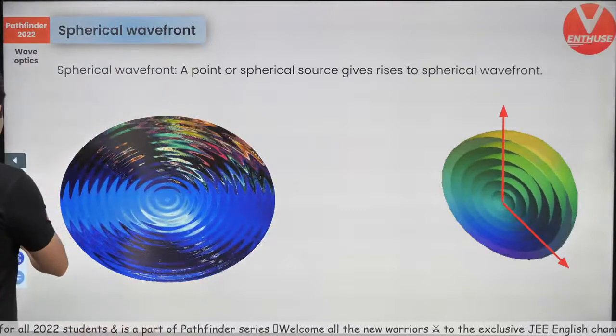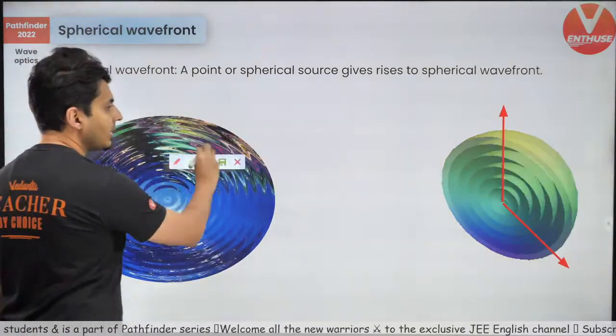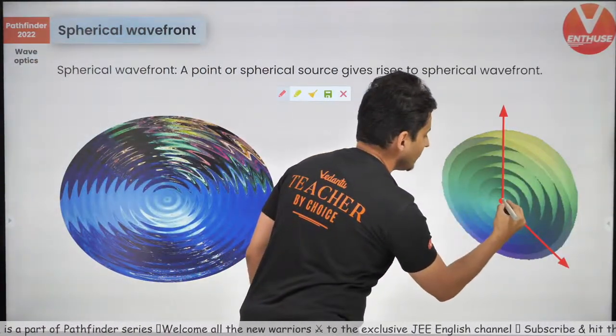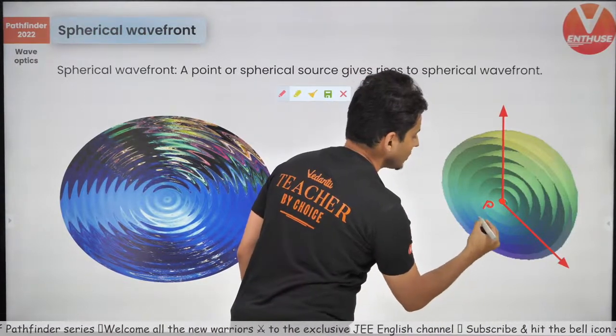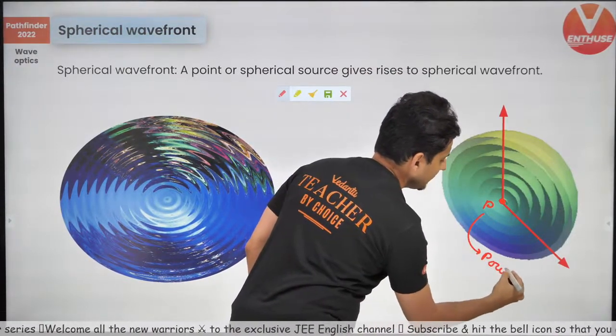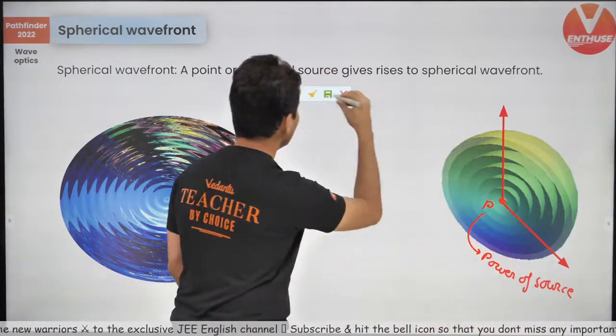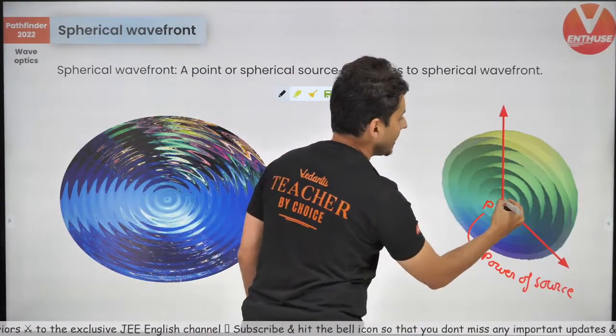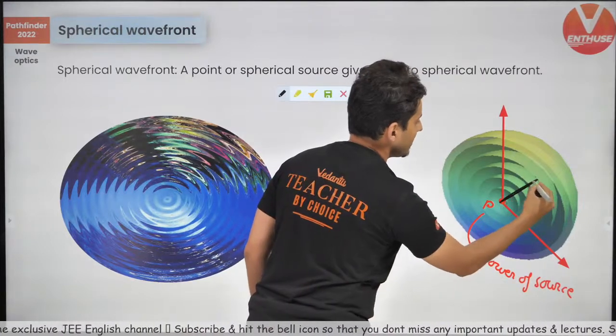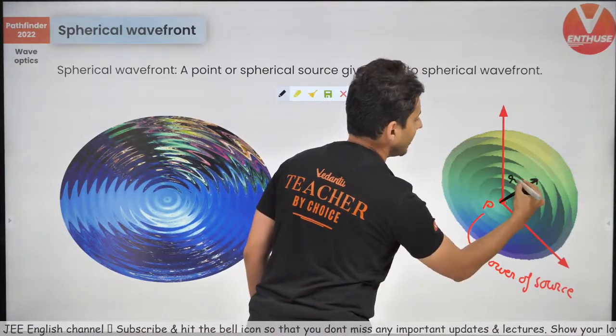So essentially what happens here is, if this source of light has a power P, so what is this P? This is the power of the source. And let's say you are at a certain distance R.